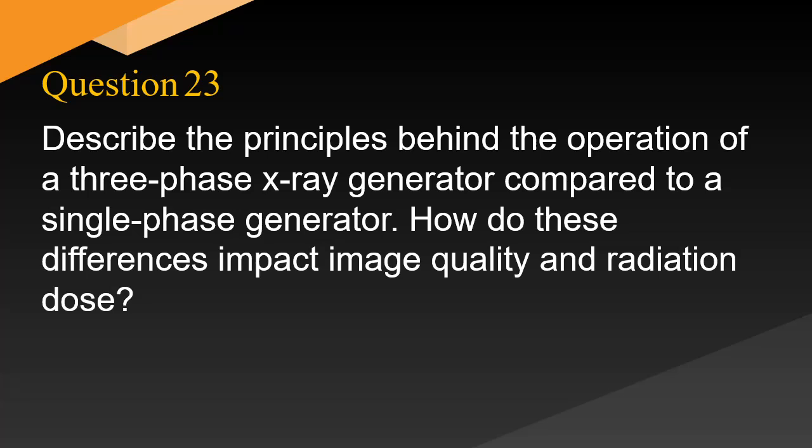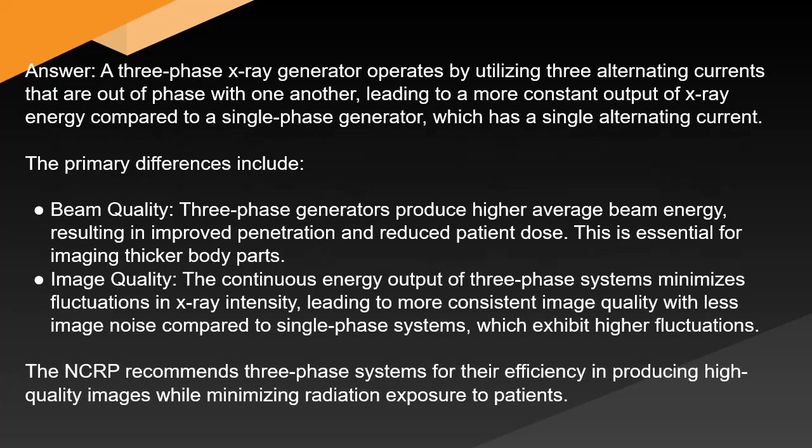Describe the principles behind the operation of a three-phase X-ray generator compared to a single-phase generator. How do these differences impact image quality and radiation dose? Answer: A three-phase X-ray generator operates by utilizing three alternating currents that are out of phase with one another, leading to a more constant output of X-ray energy compared to a single-phase generator, which has a single alternating current.